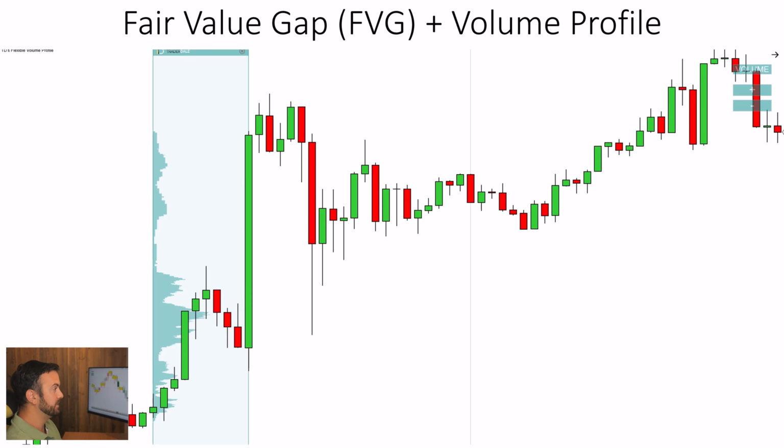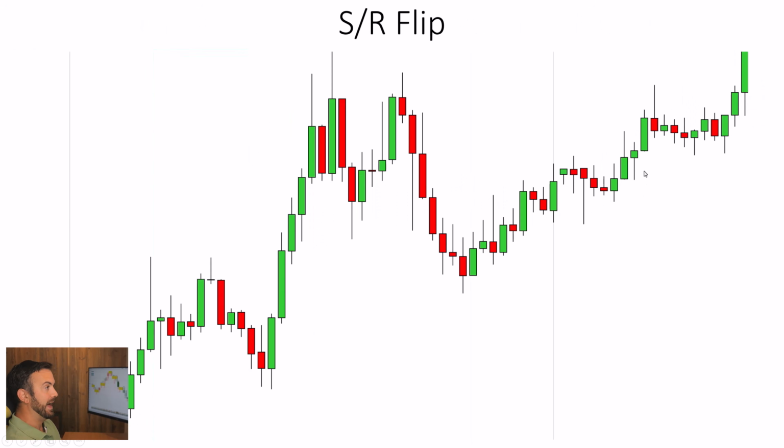Let's now move on to the second setup. And again, this is a very, very simple setup to trade. First, I'll show you just price action, then we will add a volume profile. I call this setup support resistance flip. It basically tells you that a broken support becomes a resistance. Let me show you on this chart so it's easier to understand.